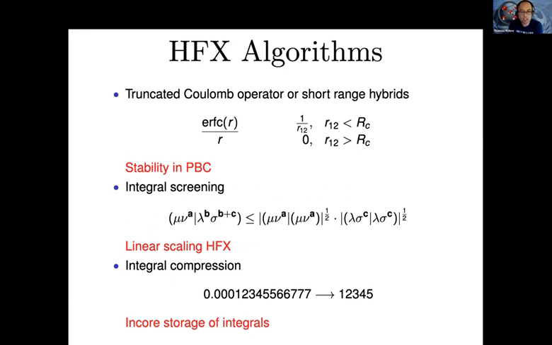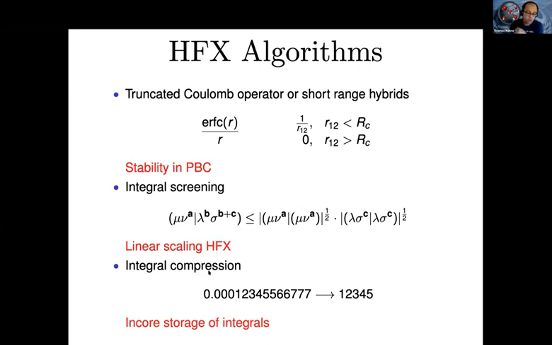First of all, we are using truncated Coulomb operators. So this is the complementary error function here, or these short range hybrids, where you have the 1/r term only for distances smaller than a certain radius and 0 otherwise. And this really makes these calculations stable in periodic boundary conditions. A really great help is the so-called integral screening. So this is the Schwarz inequality, and this allows you to a posteriori estimate if it is necessary to compute the integral at all. And this really allows us to make linear scaling Hartree-Fock exchange calculations.